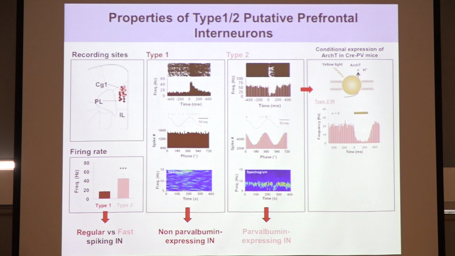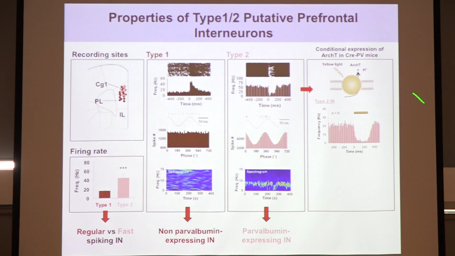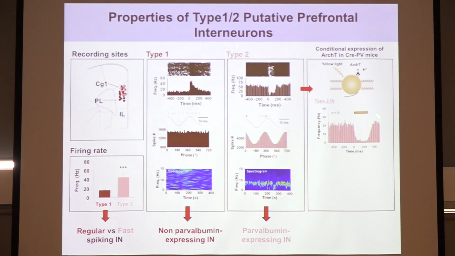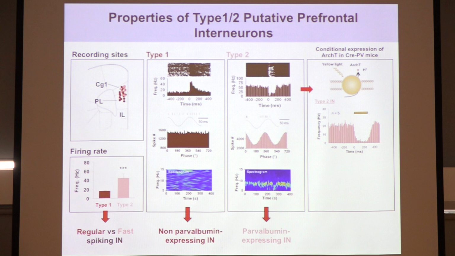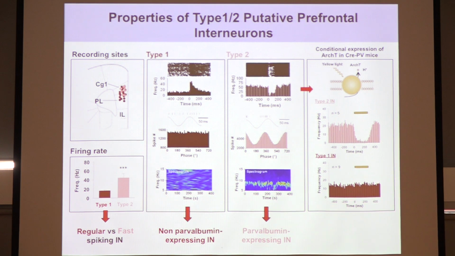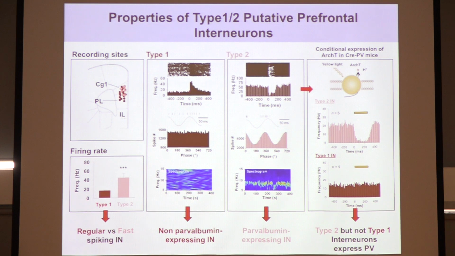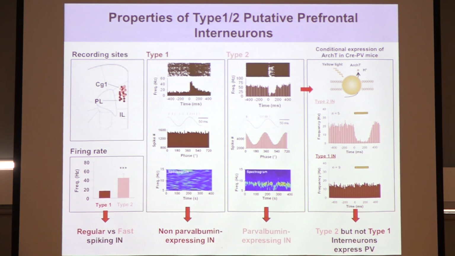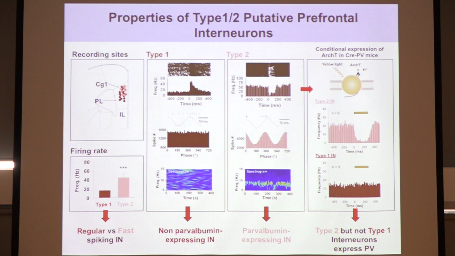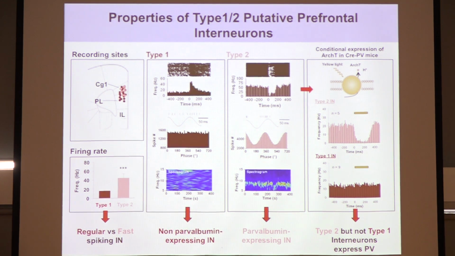So this is one example, but we did that for a certain amount of neurons. We have an N of 5 here where we were able to identify the type 2 interneurons as being PV expressing interneurons, and none of the type 1 interneurons was showing any inhibition, indicating that type 1 are not PV expressing interneurons. So from this optogenetic experiment, we were able to say that of the type 1 and type 2 interneurons we recorded from the mPFC, the type 2 were PV expressing interneurons.